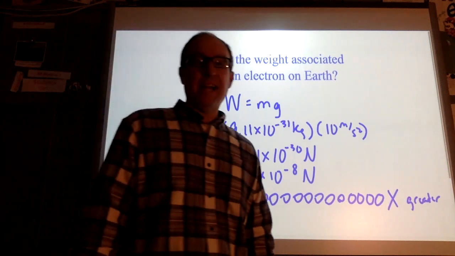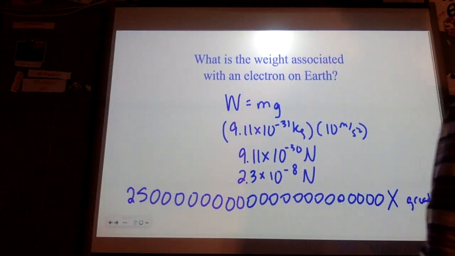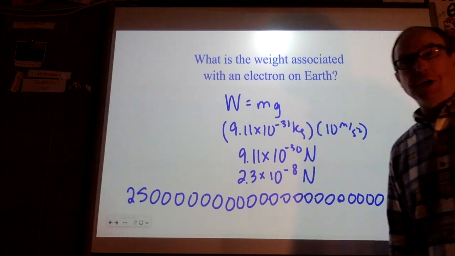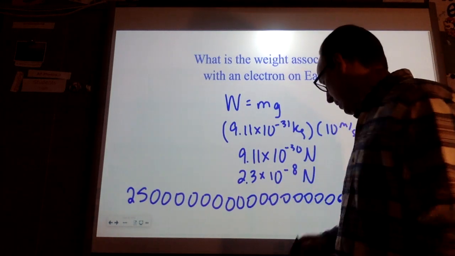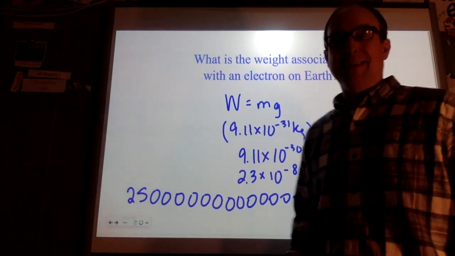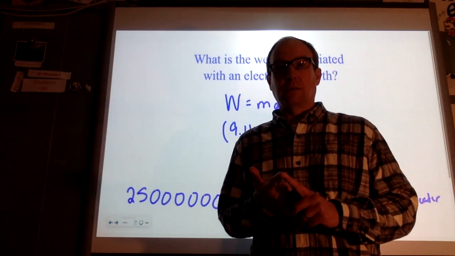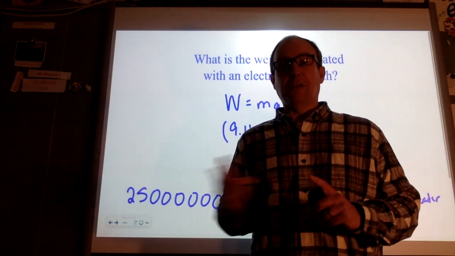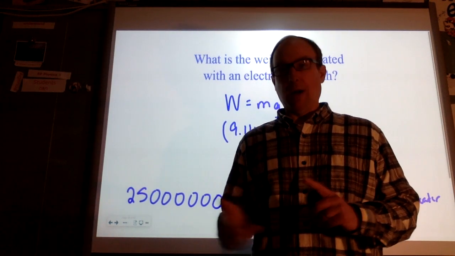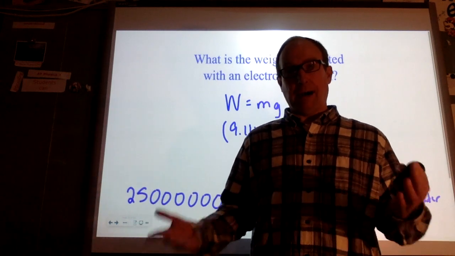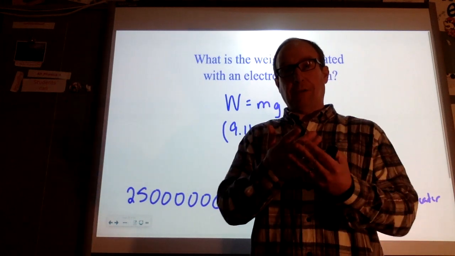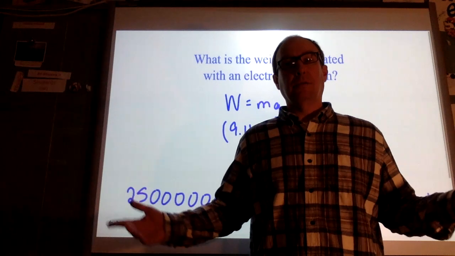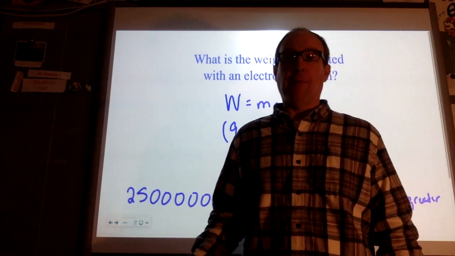So the electrostatic force in the grand scheme of things is much, much bigger than the force of attraction between masses. Now, keep in mind, masses all attract. There's no repulsion. Whereas charge, and there's equal amounts of positive and negative, the opposites attract and the likes repel. So it's not that gravity doesn't play a part in anything.